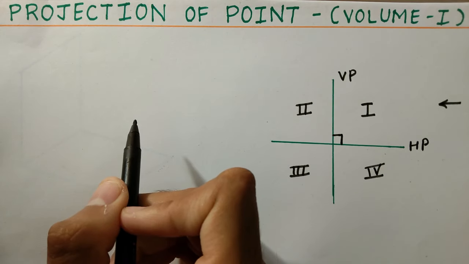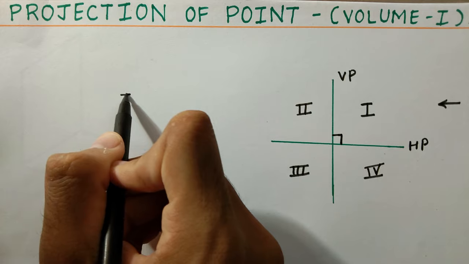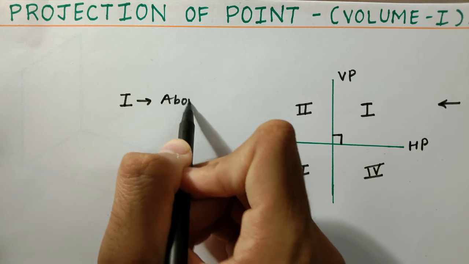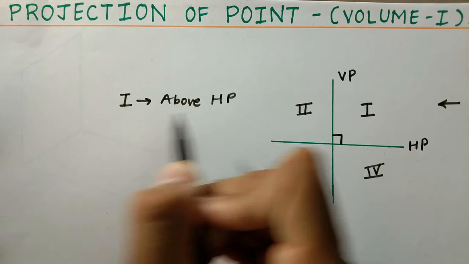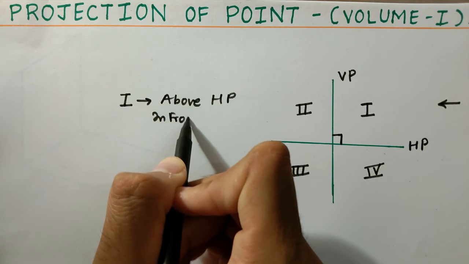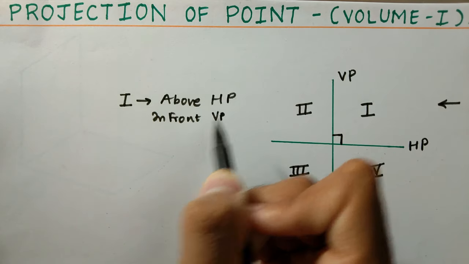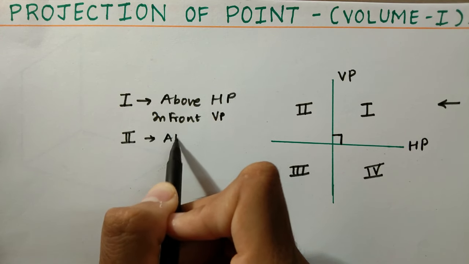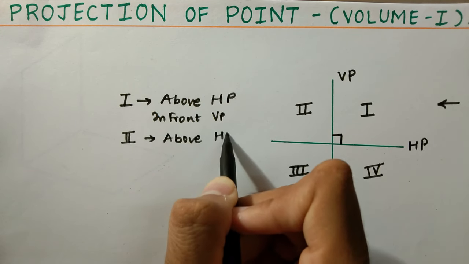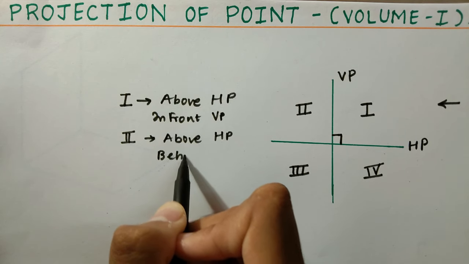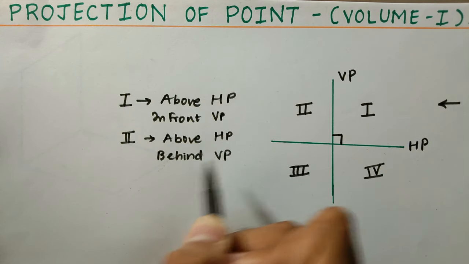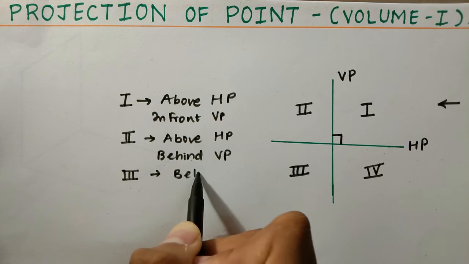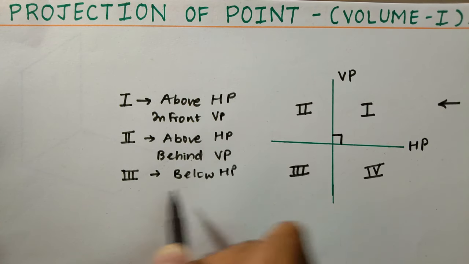So we should write what we have discussed. For the first quadrant, the object always lies above the horizontal plane, means above the HP and in front of the vertical plane. Similarly, for the second quadrant, the object is said to be lying above the horizontal plane, but now it will be lying behind the vertical plane. Similarly, for the third quadrant, the object is said to be lying below the horizontal plane and behind the vertical plane.